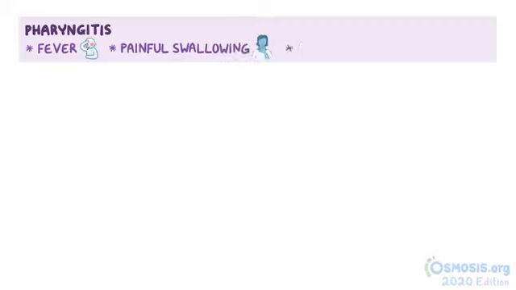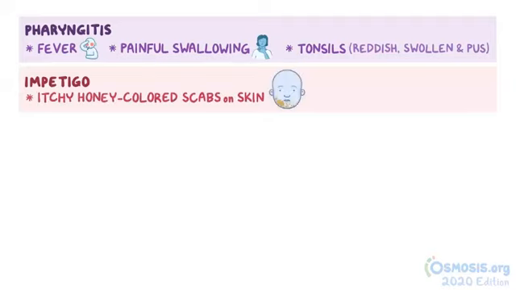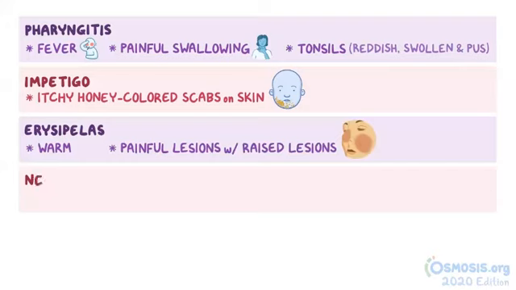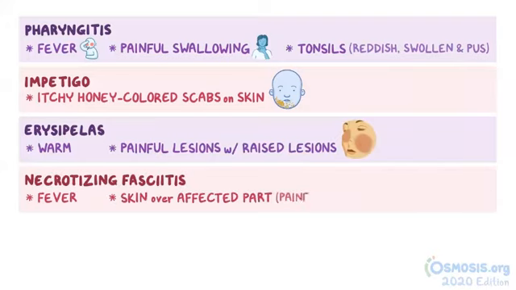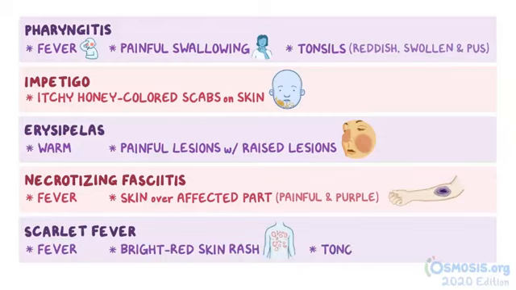Symptoms depend on the particular infection. With pharyngitis, there's fever, painful swallowing, and the tonsils look reddish, swollen, and there might be pus on them. With impetigo, there are itchy, honey-colored scabs on skin which can become fluid-filled blisters. With erysipelas, there are warm and painful lesions on the skin, with raised edges. With necrotizing fasciitis, there's fever, and the skin over the affected part becomes painful and purple-colored. With scarlet fever, there's fever, a bright red skin rash, and sometimes the tongue has a sandpaper feel.